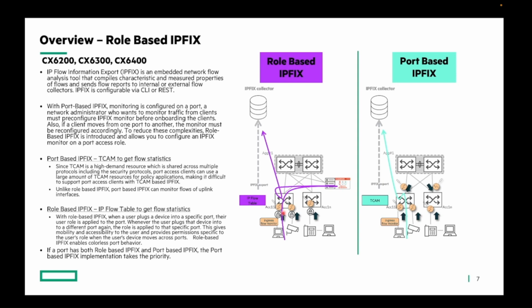In the role-based, as I said, the IP flow table is leveraged to get the flow statistics. Now with role-based IPFIX, when a user plugs a device into a specific port, their user role is applied to the port. Whenever the user plugs that device into a different port, the role is applied to that specific port. The role already has the configuration, so the user can just move around.